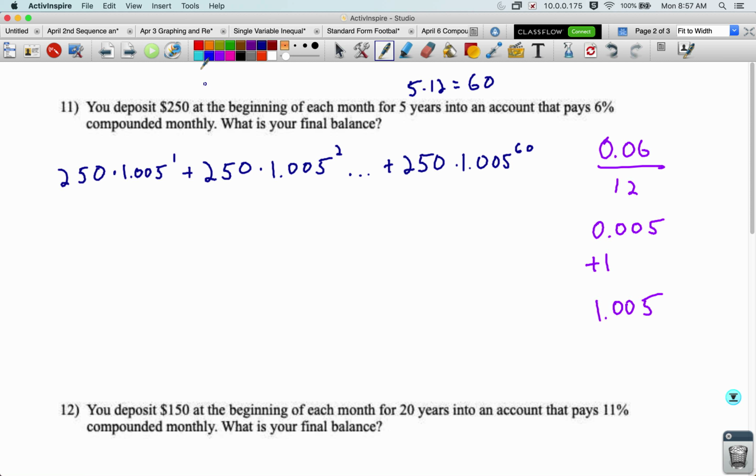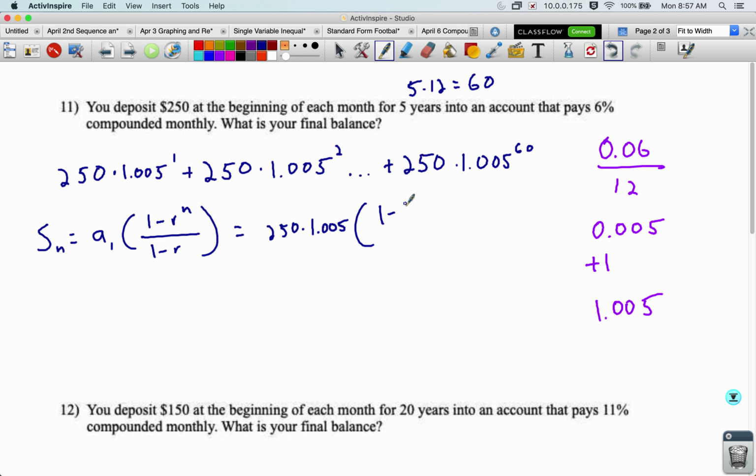And here we've got a geometric sequence. So we're going to find the geometric series, aka add them all together. The formula for the sum of a geometric sequence, or a geometric series, is equal to the first term times 1 minus the rate to the power of n, all over 1 minus the rate. In this problem, our first term is that 250 times 1.005. Our rate is the 1.005 because that's what we're multiplying by each time. The n is 60 because that's how many terms we have.